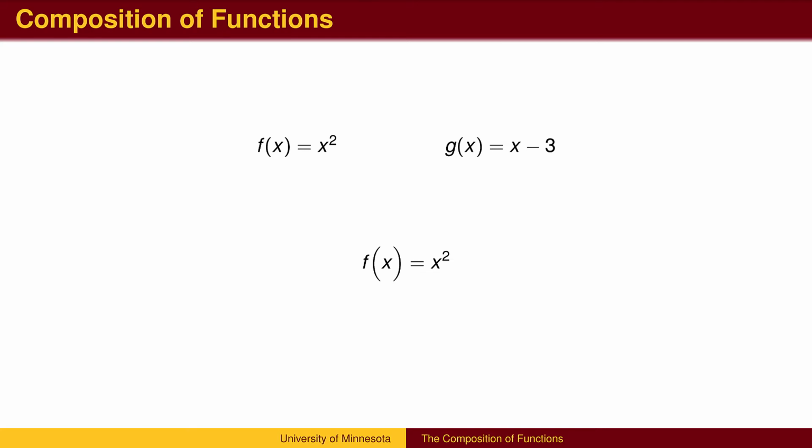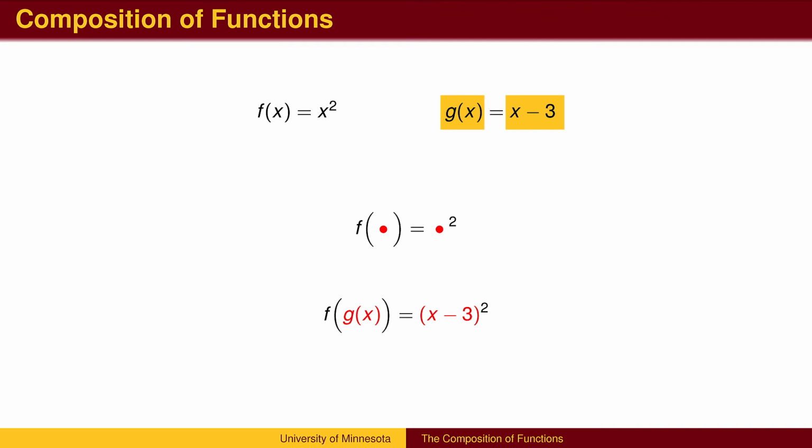Here is the previous example presented formally. Recall that the input variable to a function is merely a symbol to help identify where the input is located in the function. We could use a different variable, or just indicate it with a spot, or use a different color. The input to the function f is the output of the function g, which is x minus 3. So we replace the input to the f function with x minus 3.